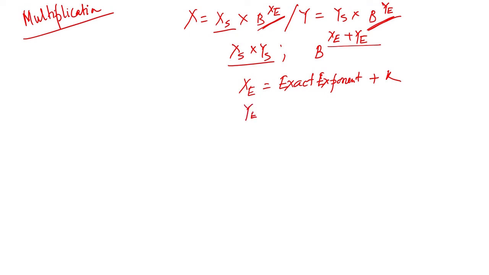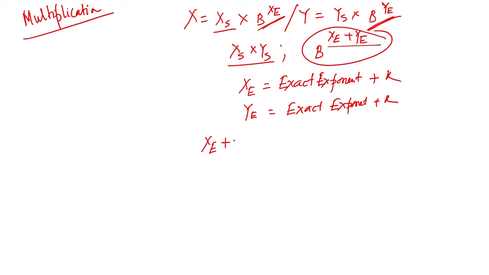Similarly, y is something called exact exponent plus bias k. So, that is the biased exponent. These are represented in biased exponent. Now, when you add these numbers, that is xe plus ye, then what will happen?